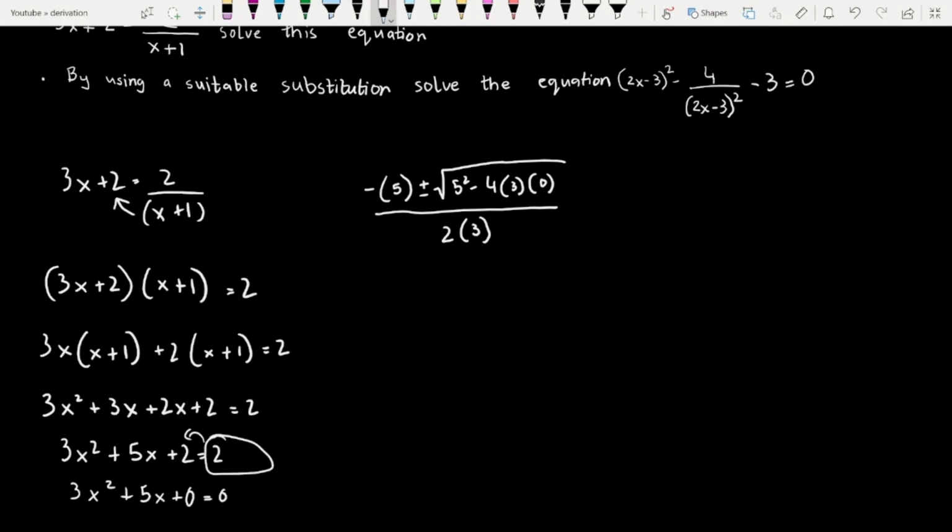So this is going to get you 0, one of the roots is going to be 0, and let me see what the other root is going to be. And then the other root is basically going to be negative 5 over 3. So these are your two answers to this equation right over here.